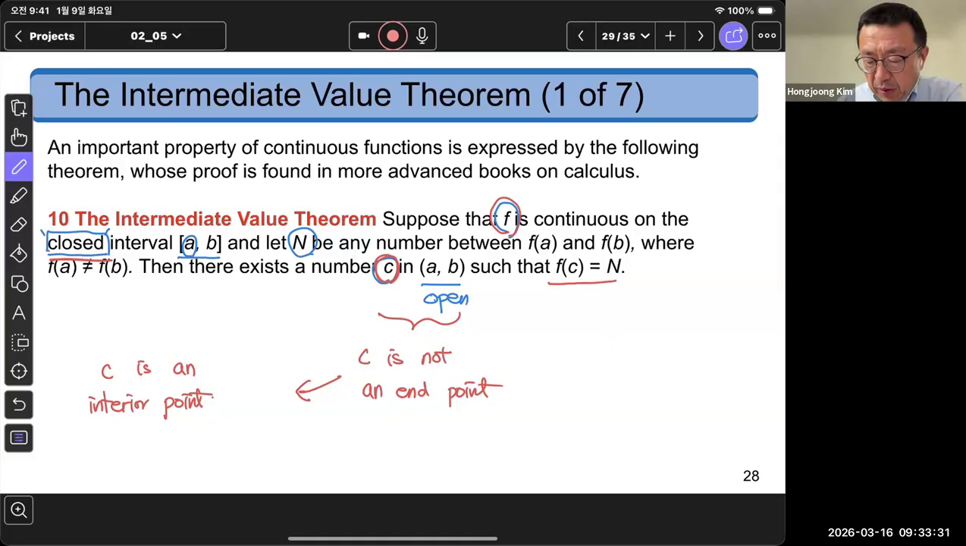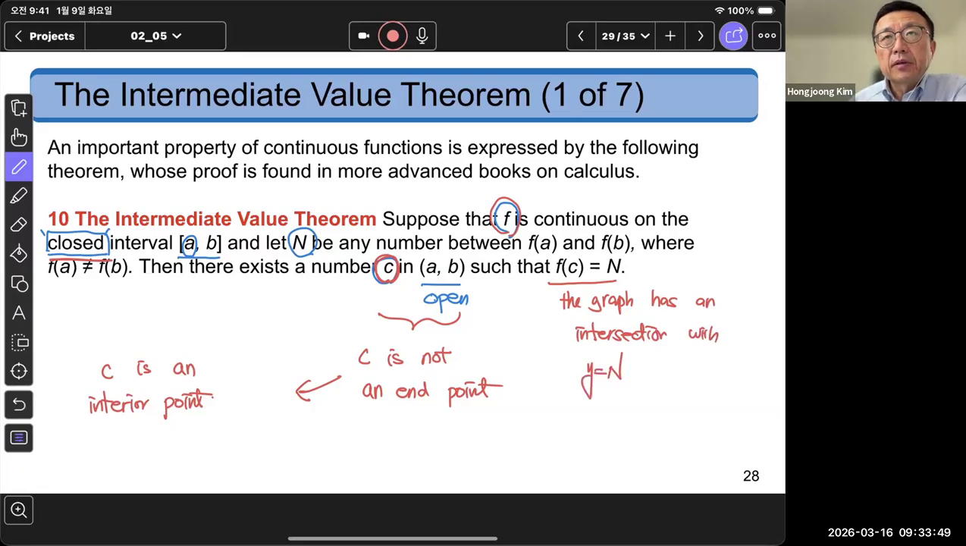That means the graph has an intersection with the horizontal line y equals n. So this horizontal line will have an intersection, or multiple intersections, at c.